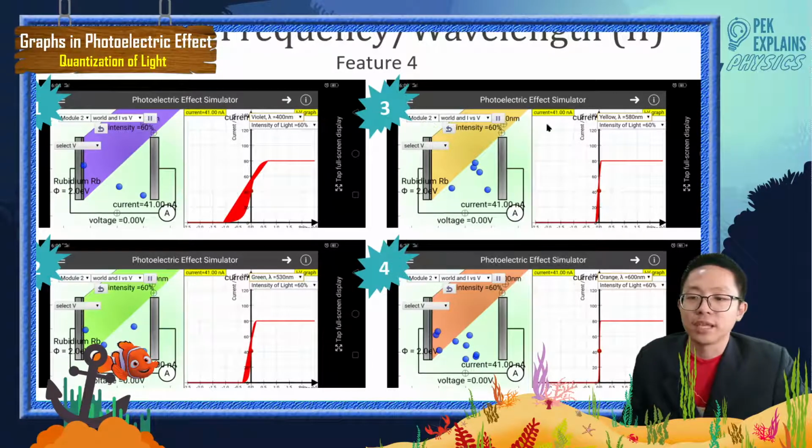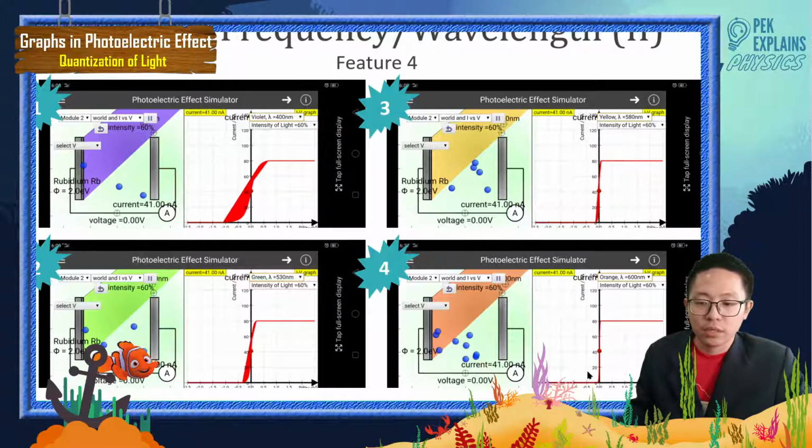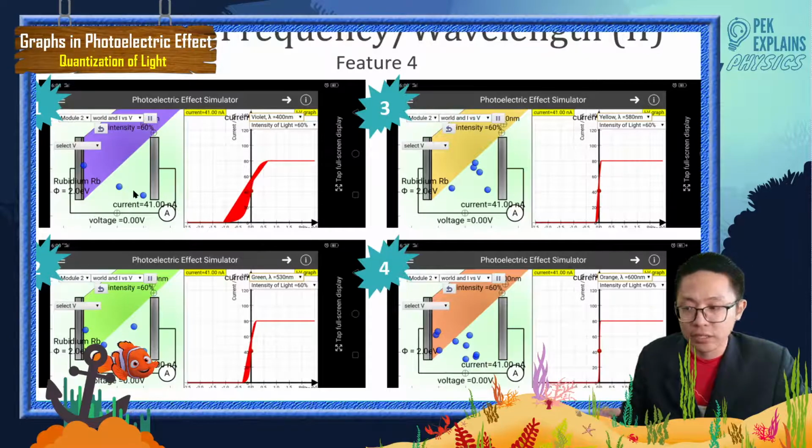Because they have the same intensity. What changes is just the stopping potential. This one has the very highest stopping potential. This one has the lowest stopping potential. This one has a very low stopping potential. Because this ultraviolet light is very high energy, the electron ejected has very high kinetic energy, and requires a very high stopping potential.